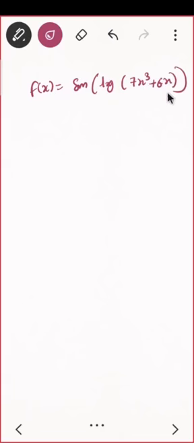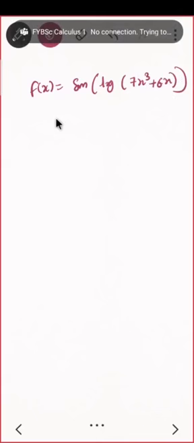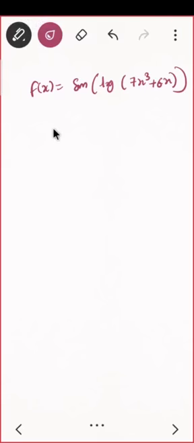Find the derivative of this. Suppose I am giving you a function, say f of x is equal to sine of log of, say, 7x cube plus 6x. Suppose this is your function. You'd like to find the derivative of this. How will you do it?